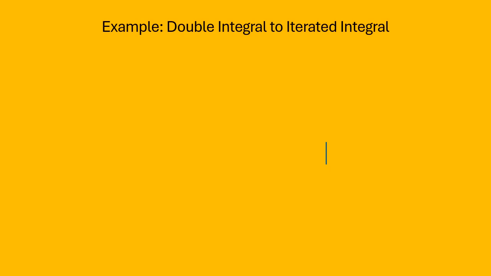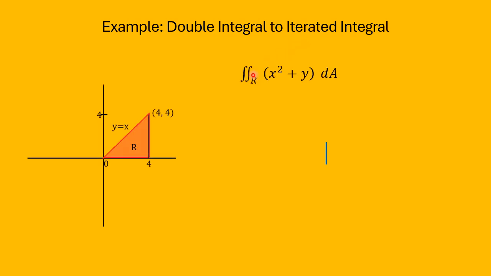So let's look at an example of changing a double integral to an iterated integral and then evaluating that iterated integral. So let's look at the integral over a region R of x squared plus y dA. That's the one we just looked at with Riemann sum approximations. And so here is the region R, again, the same triangle as before. This side, the hypotenuse, goes from (0, 0) to (4, 4). So the equation of this curve right here is y equals x. And so let's see what we can do with this.